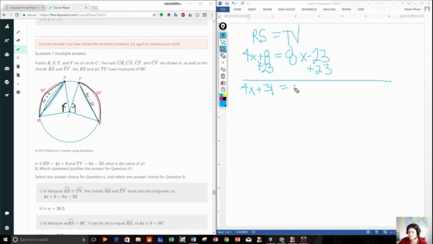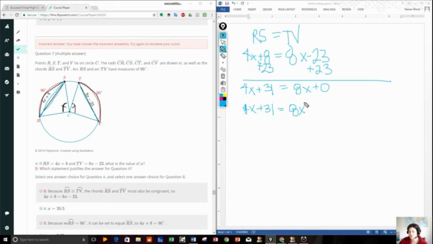Equals 8x, and negative 23 plus 23 is 0. That was our goal. So then we have 4x plus 31 is equal to 8x plus 0 is 8x. And then we're looking at this side.